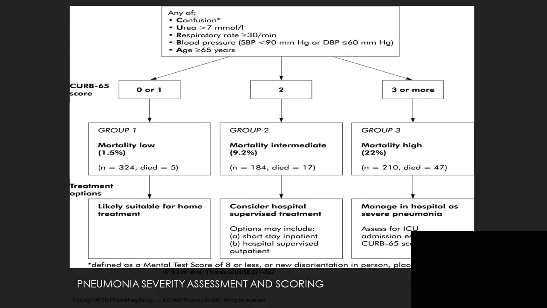And then last, or next to last, we have the CURB-65 algorithm. This is used for patients who come into the emergency department or outpatient, I guess, with a diagnosis of pneumonia. Group 3s, those who score a 3 or higher, have to be managed in hospital. Those who score a 2, we do consider hospital supervised treatment, but not always. They can go home sometimes. Group 3s are definite hospitalization, sometimes and many times in the ICU, especially if they score a 4 or 5.